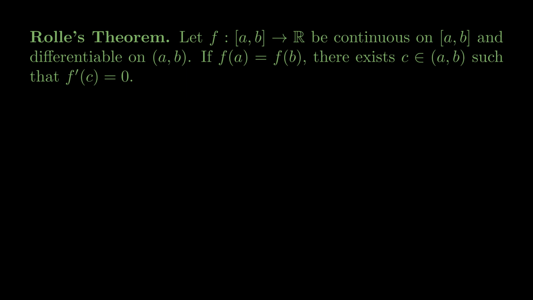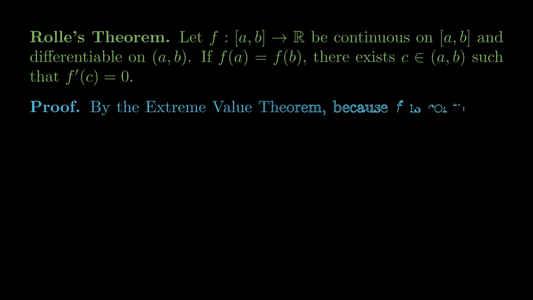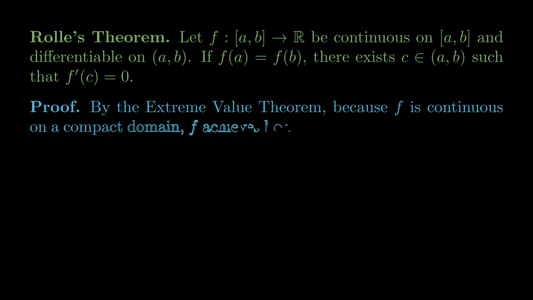For the proof, we'll start by citing the extreme value theorem to say that because f is continuous on a compact domain, f achieves both a maximum and a minimum. Now we'll be able to use our interior extremum theorem from last video. That was the theorem that's silently used in optimization problems to say that if f has a max or a min at some point, then its derivative there is 0. The reason we can't immediately apply this result is because we'd need the max or min to occur in the open interval a to b.